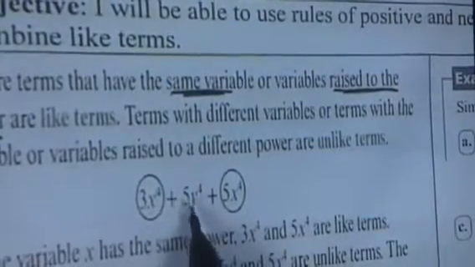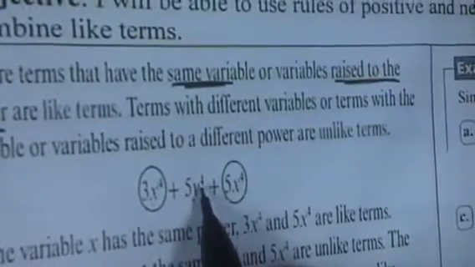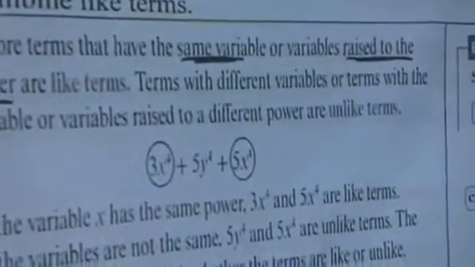Now notice, same power and the same variable. Notice that this 5y to the fourth is not like terms. Even though it has the same power, it does not have the same variable. Y and x are different, okay? So those are unlike terms. They're like terms if they have the same variable raised to the same power. If they do, you can combine them, okay?